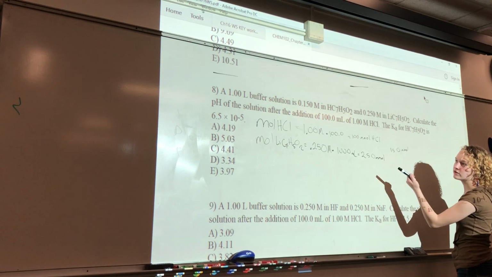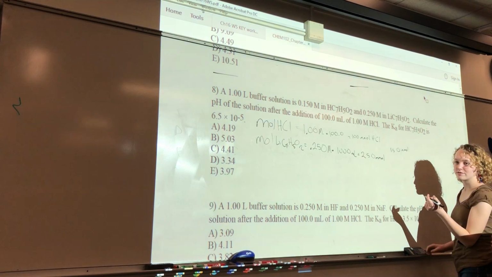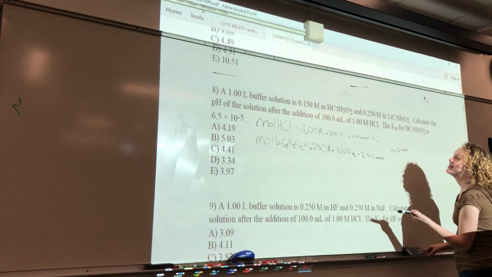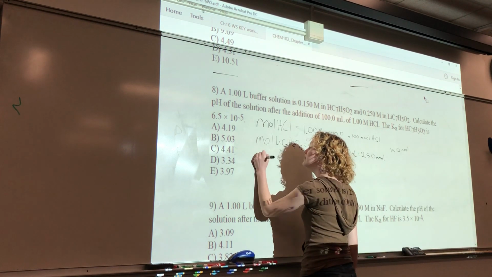We want to find the pH of the solution. But you create more of what? You create more of your other one, the acid, so you have to add that on. Let's see how much of that we have.